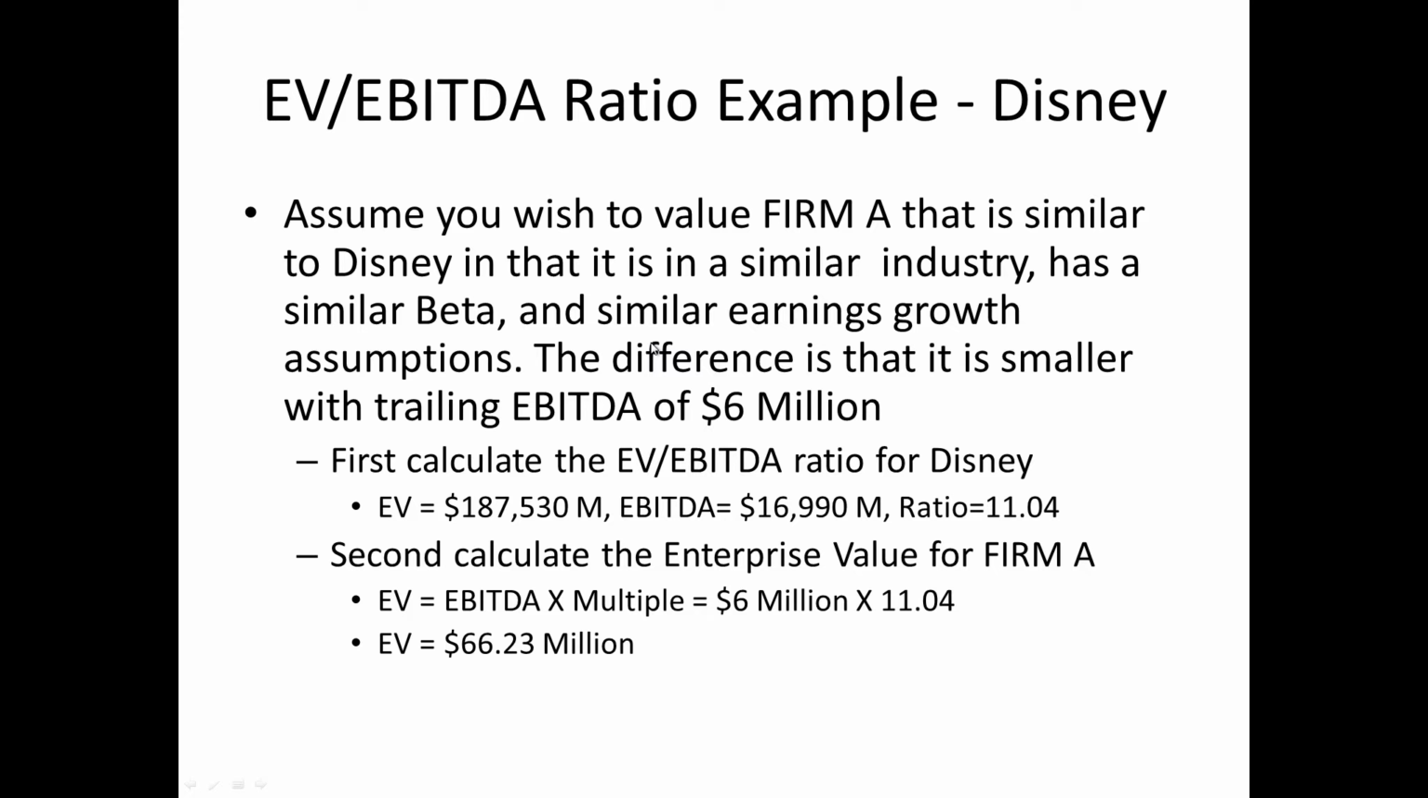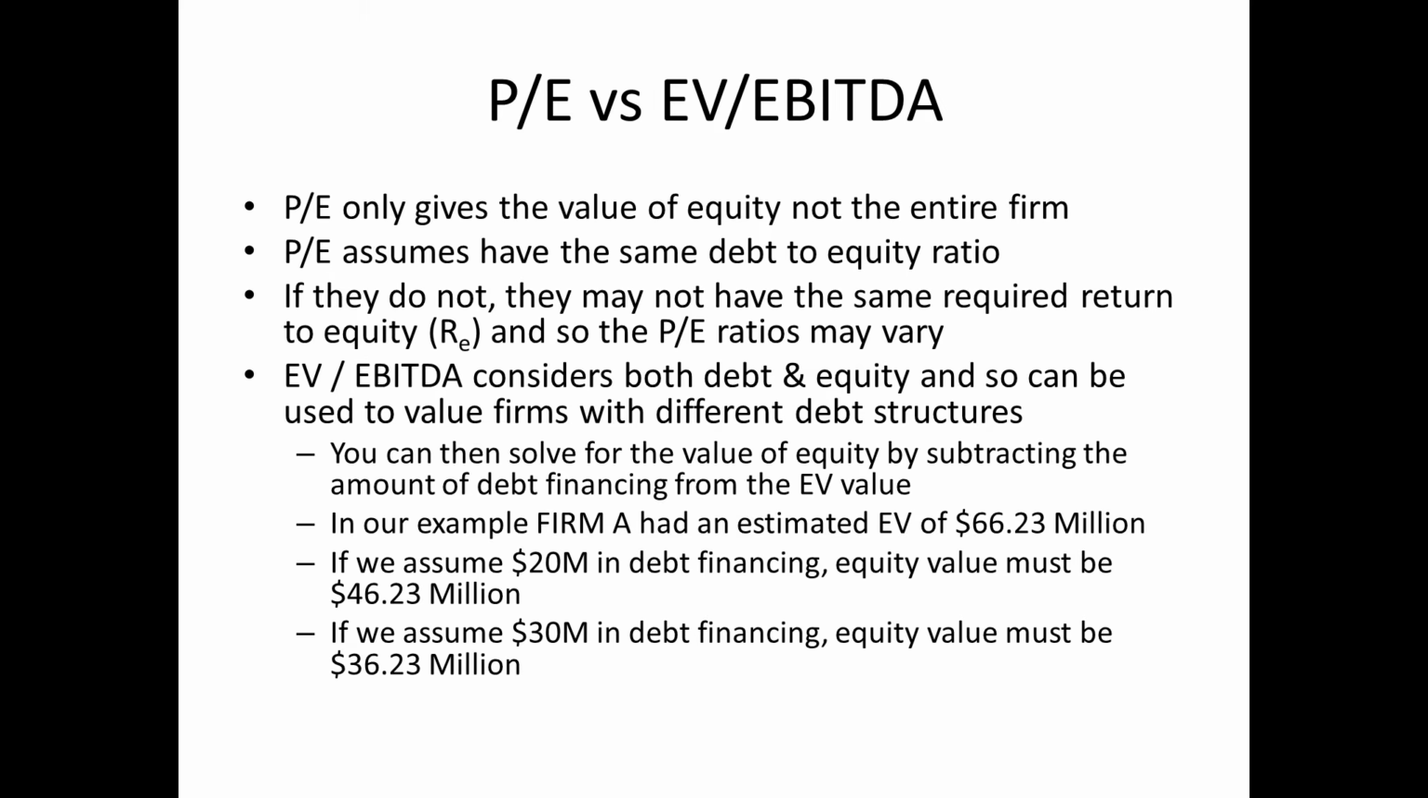So, sure enough. Let's talk about just the two and when you can use them. The PE ratio, again, gives the value of equity, not the entire firm. Importantly, it assumes that the firm you want to value has a similar debt to equity ratio as the one you're using as the comparable. If their debt to equity ratio is not the same, that can impact the required return to equity, and as a result, the PE ratio that you get from your comp firm may not be the right one for your firm.